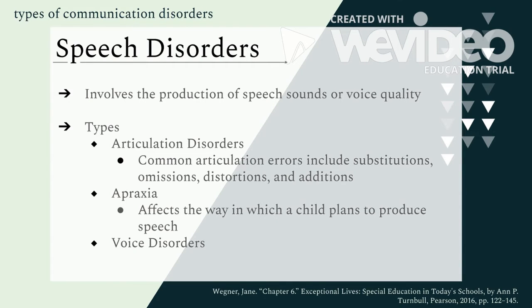And then there's apraxia, which is where the child that has this disorder, it affects the way that they make the sounds themselves. So, like in their head, they might be saying everything perfectly, but when they start saying it, it comes out in like a completely different language. And then there's voice disorders, which affects the voice quality. They might have a really raspy voice or might not be able to make a lot of sound at all.